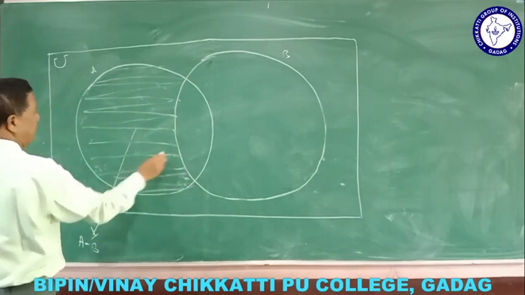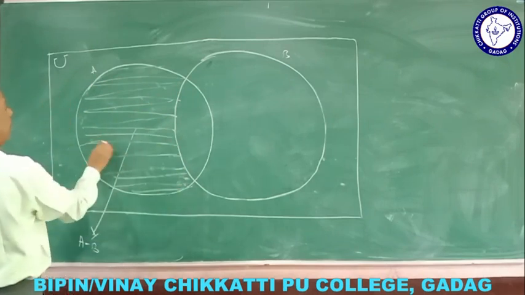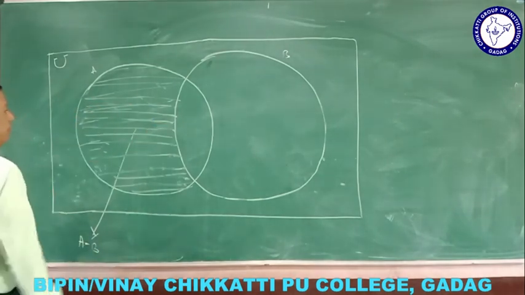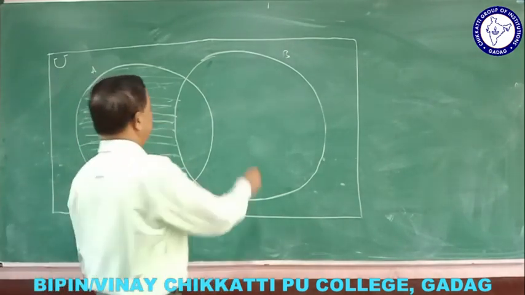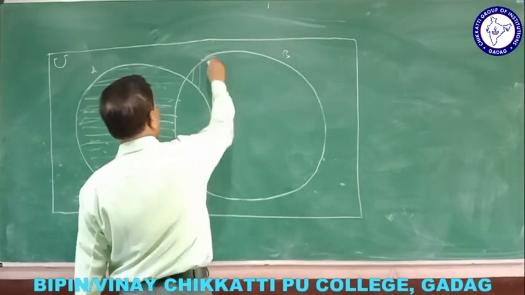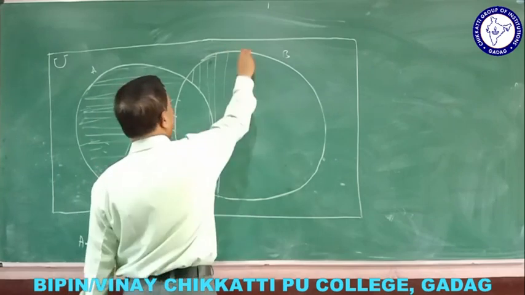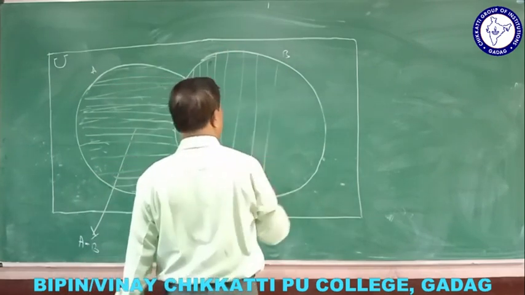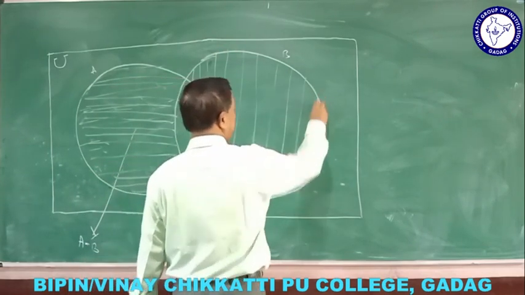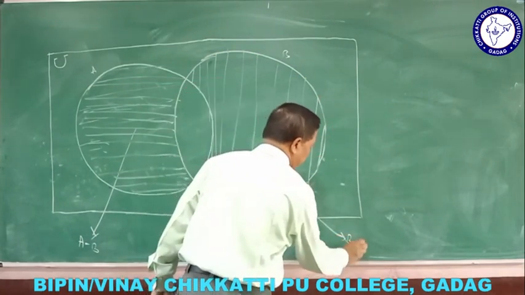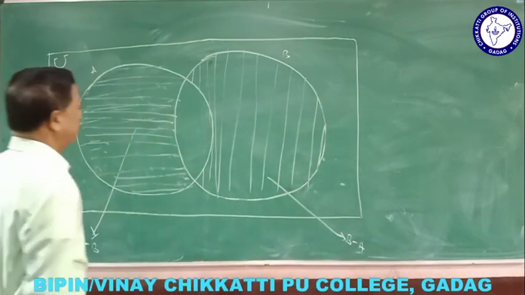Try to understand A minus B. This horizontal line which I have shown here, it is A minus B. And this vertical line which I have shown here, what is this? Here you can see, very interestingly, this is B minus A. I hope you understood this.